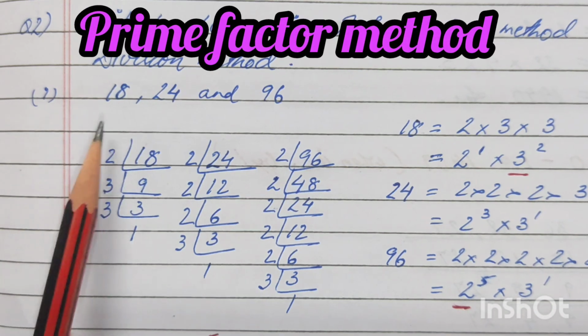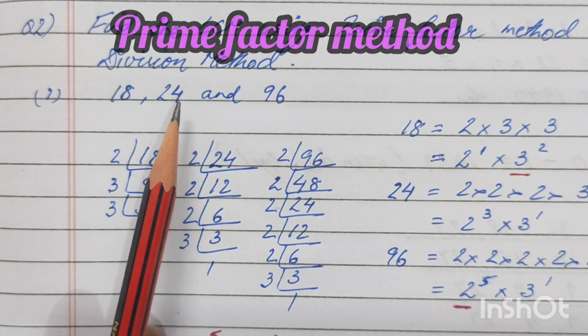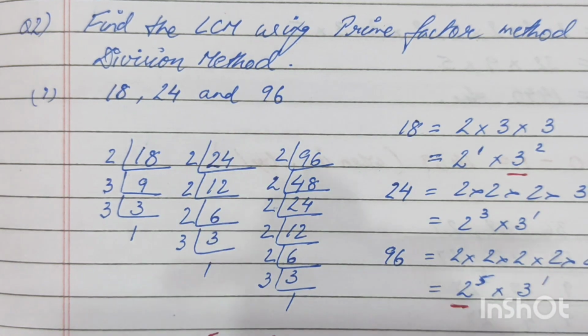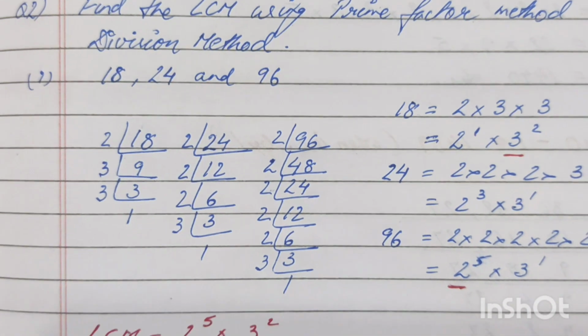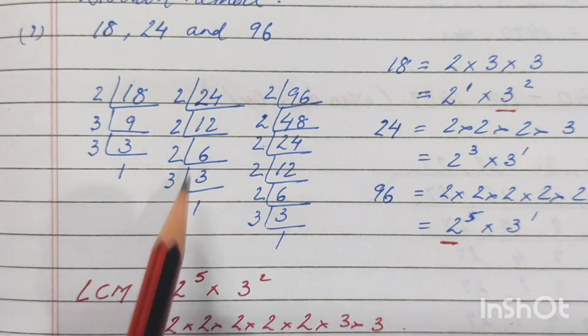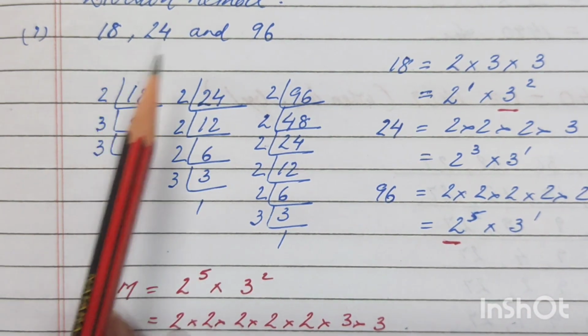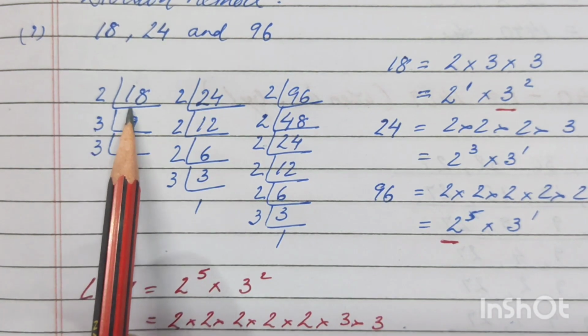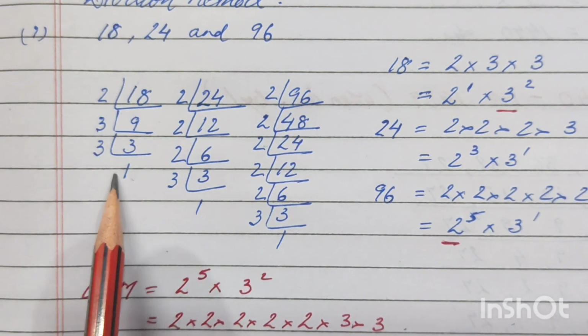Now first I have taken the first subpart, children, 18, 24 and 96. First we are doing the prime factor method. Now when we are doing the prime factor method, children, you have to take out the factors for all the numbers that are given. Now this is how you do the factorization. That is how we have done.